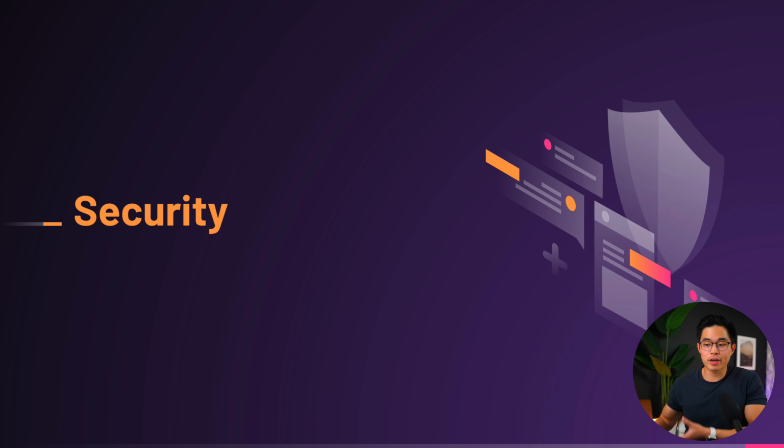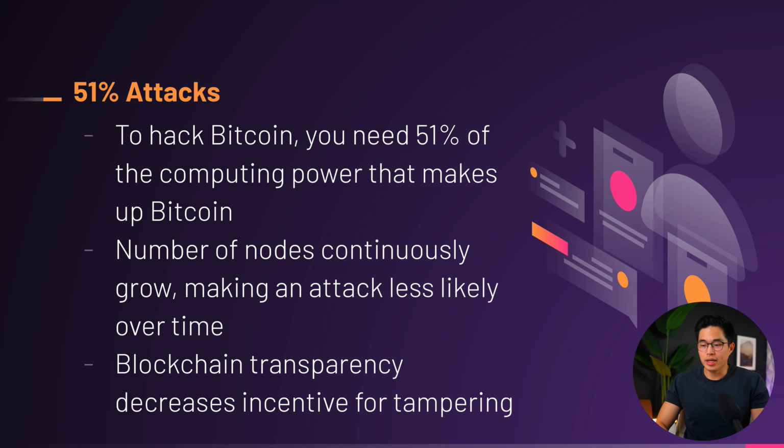So that brings us to security, which in my opinion is the coolest feature of cryptocurrencies. In order to hack Bitcoin, you would need over 51% of the computing power. Now, the number of nodes are continuously growing, which makes an attack less likely over time. And as a bonus feature, Bitcoin's blockchain is transparent, meaning if they did tamper with some of the data on the network, it would be immediately discovered, because it's essentially like robbing a transparent bank in the middle of a busy city full of cameras pointed at it.